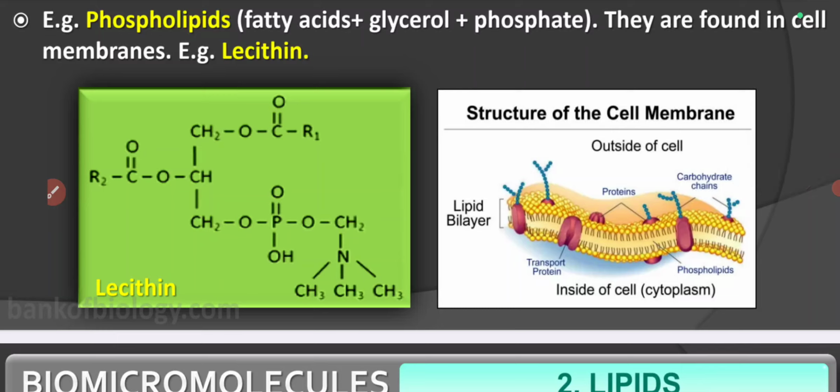As you can see in this diagram, where you are aware about the cell membrane, the structure of the cell membrane, here you can find the lipid bilayer. So what is it? It is phospholipids, which are made up of fatty acids, glycerol and phosphate.